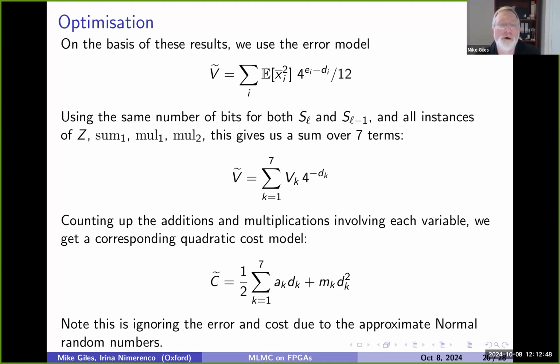Okay. Also in this, we're ignoring the error and the cost due to the approximate normal random numbers. I'll say a bit more about that later on. But really, on the cost side, we don't know how to come up with a meaningful cost model for that.